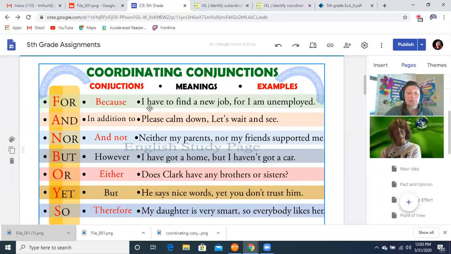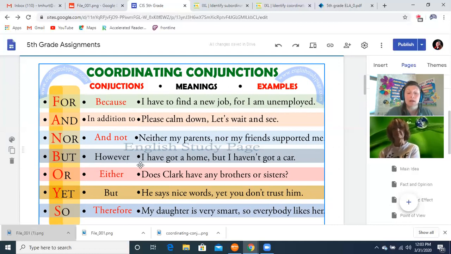Here's an example: I have to find a new job, for I am unemployed. Here's an example for and: Please calm down. Let's wait and see. And here's nor: Neither my parents nor my friends. If you use a negative like neither, you have to use nor. Neither and nor go together. So: Neither my parents nor my friends supported me.